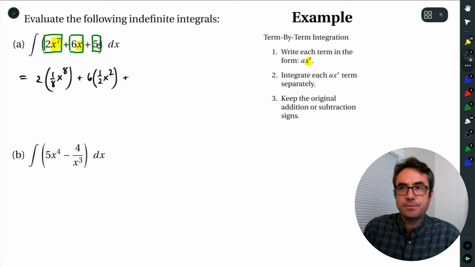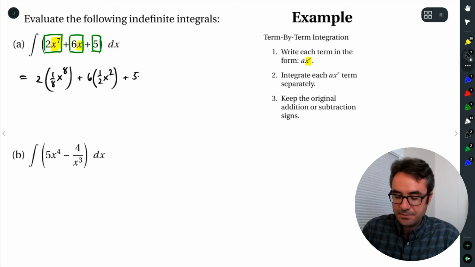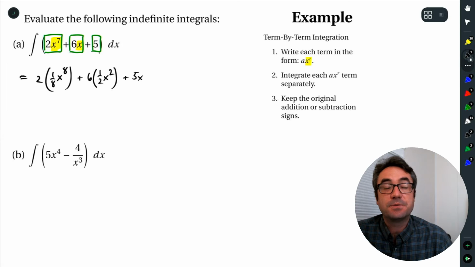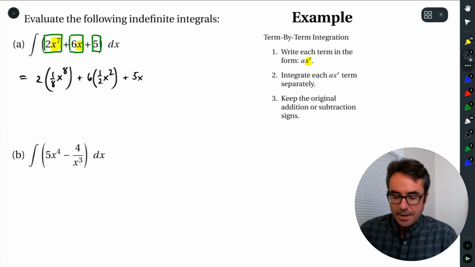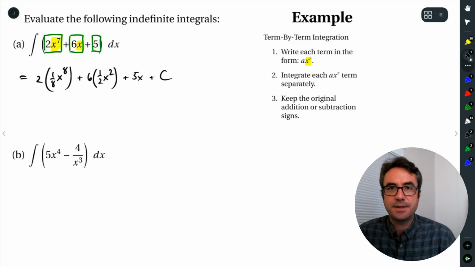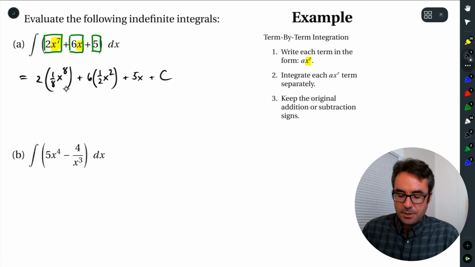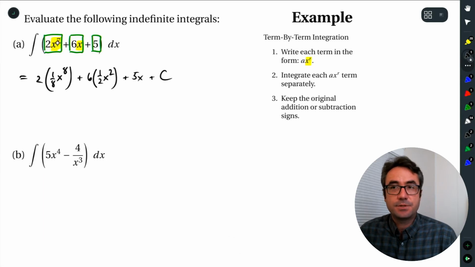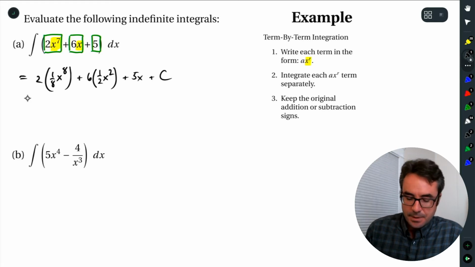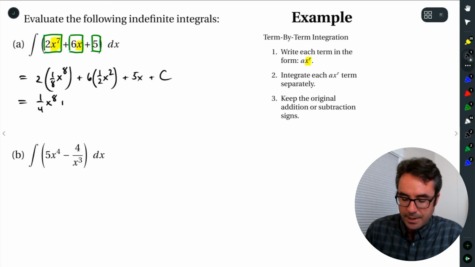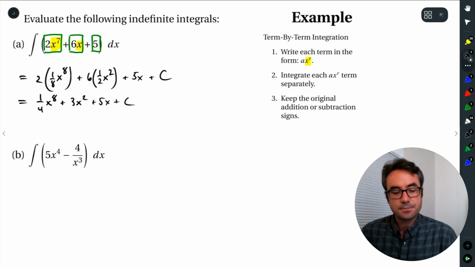And then we find the antiderivative of 5. That's just a constant function all by itself, so it's 5 times x. And then once we get to our last term, the very last thing we do is plus c at the end. You might even do some of this in your head to skip ahead a little further, but this is fine. Maybe then you get 1/4 x raised to the power 8 plus 3x squared plus 5x plus c. There we go.